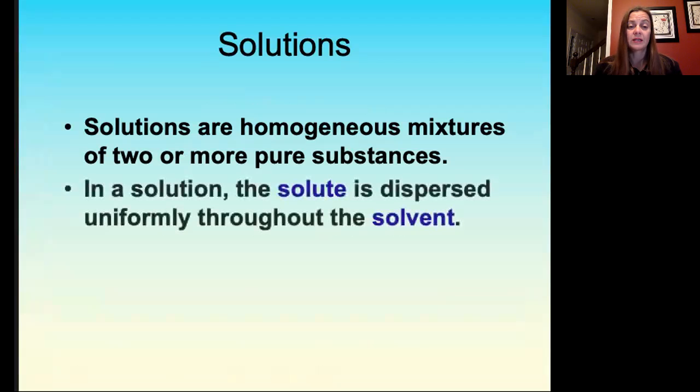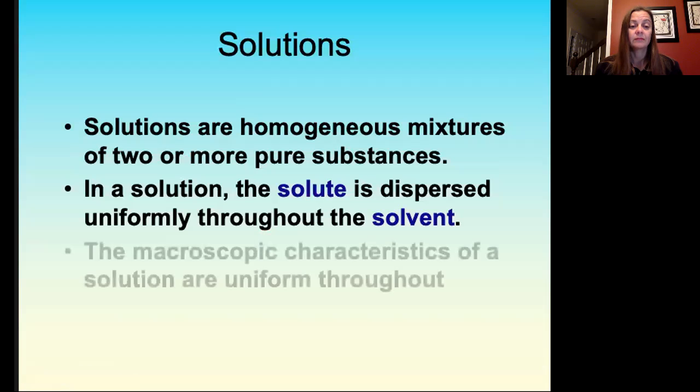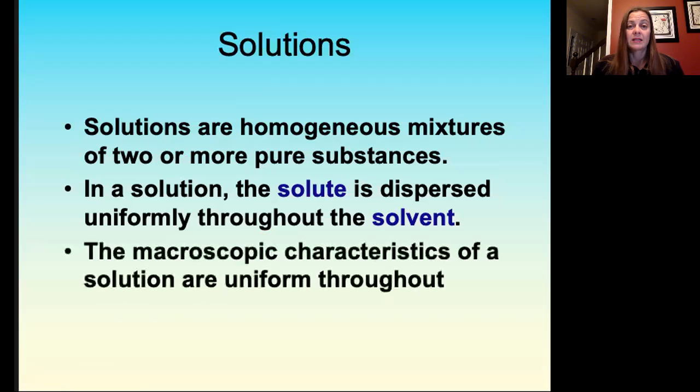The essential piece of a solution is that the solute is dispersed uniformly throughout the solvent. This means that the characteristics of a solution are very consistent throughout the solution. All of those macroscopic characteristics are the same no matter where you sample it.